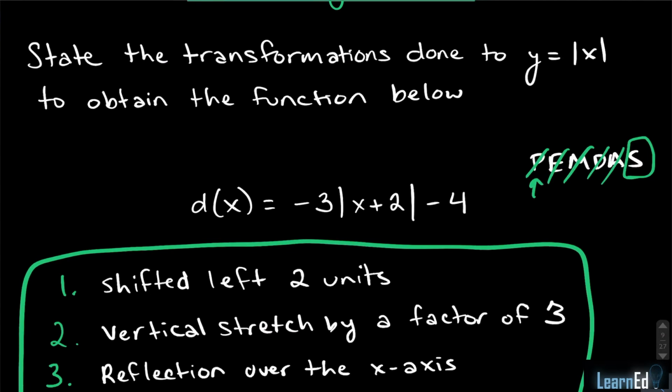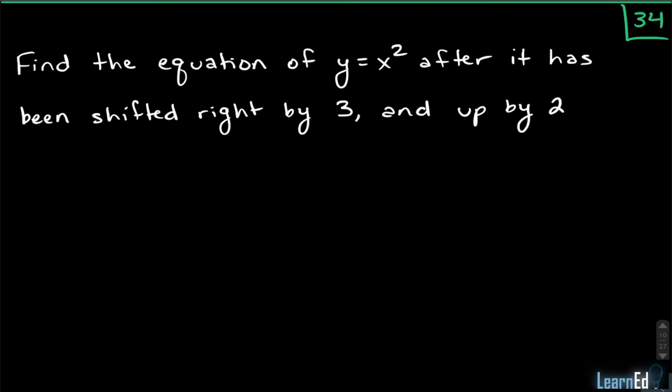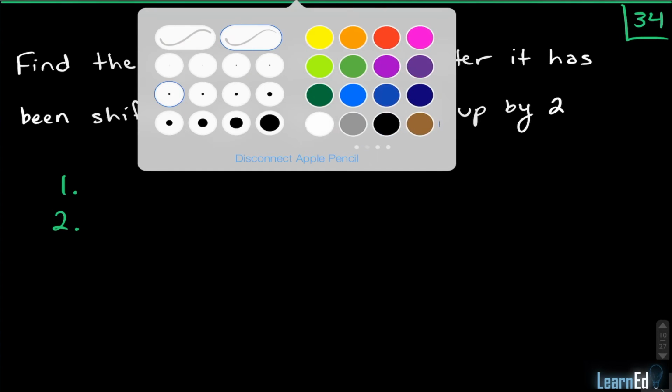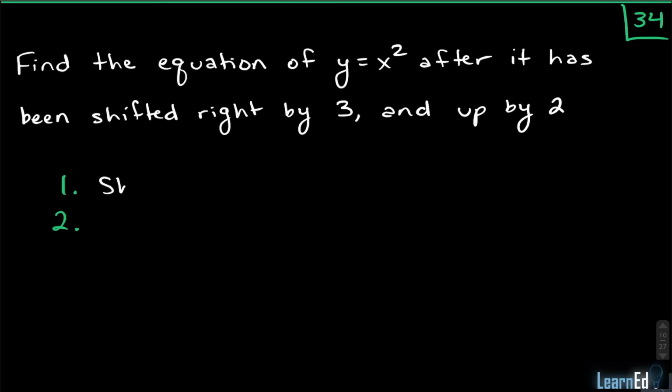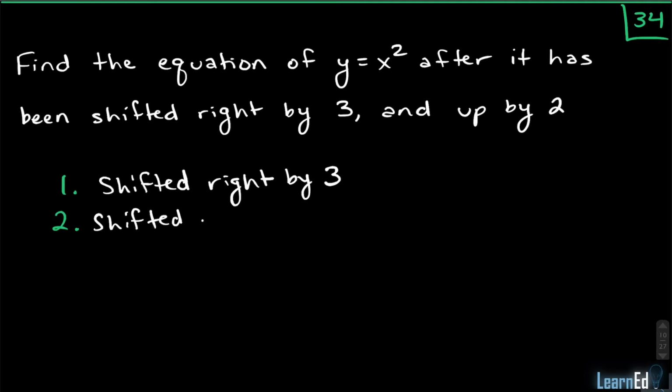Okay, moving on. Now we are on problem 34, and we just want to find the equation of y equals x squared after it has been shifted right by 3 and up by 2. So kind of the opposite thing here. We have 2 transformations being done to it: y equals x squared is being shifted right by 3 and is being shifted up by 2.